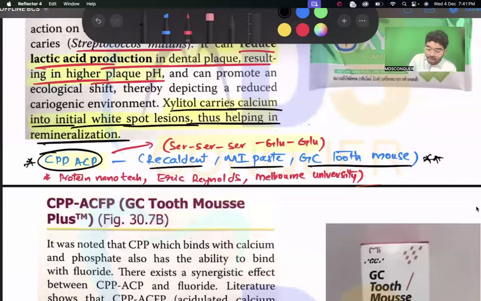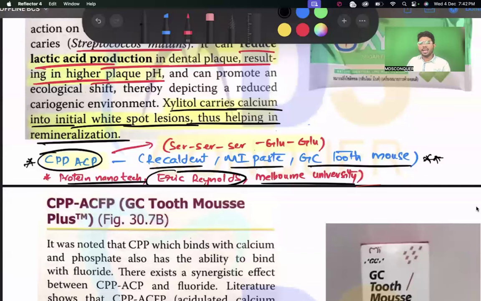This is a protein nanotechnology. Casein, C for casein. Casein is which product? Yes, casein is basically obtained from milk. Initially the research work was done by Australians at Melbourne University, and the person mainly responsible is Eric Reynolds. Eric Reynolds is the person who is responsible for this CPP-ACP. Okay, right? So these are the important things.